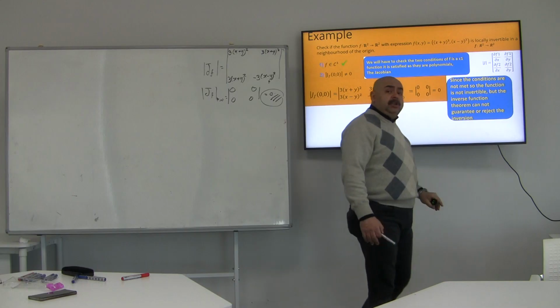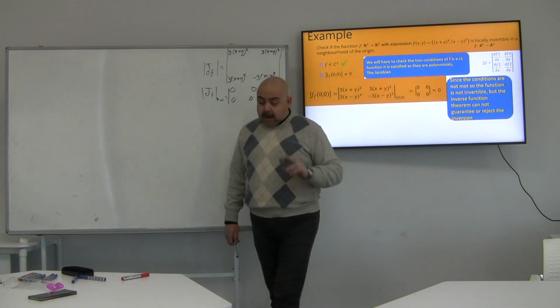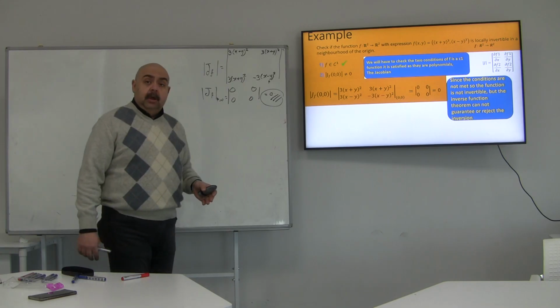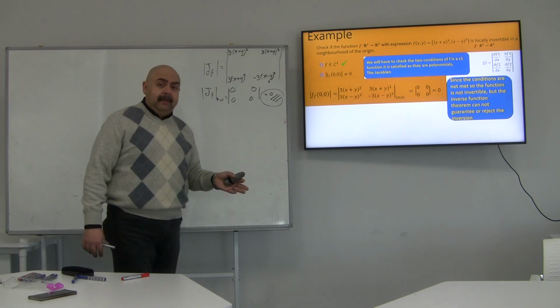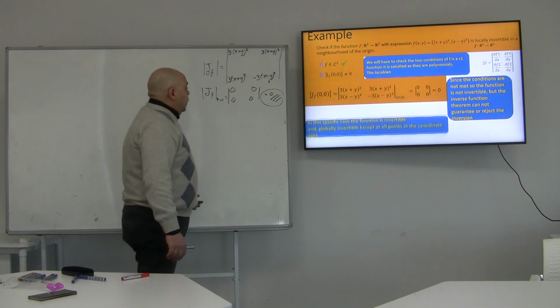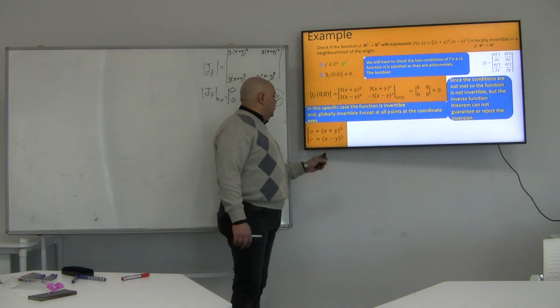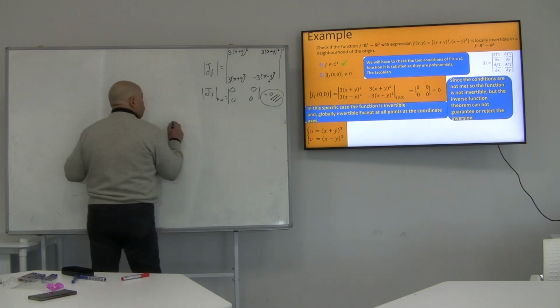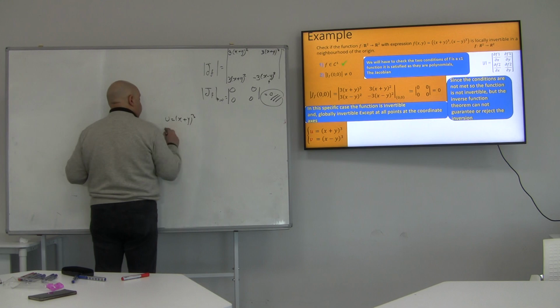But the inverse of the function is possible here. I will show you how to do it. I can get the inverse of this function. It's polynomials, there is no problem with them. Let's go for this case. I will let these two values be u, which is equal to x plus y to the power of 3, and v, which is x minus y to the power of 3.